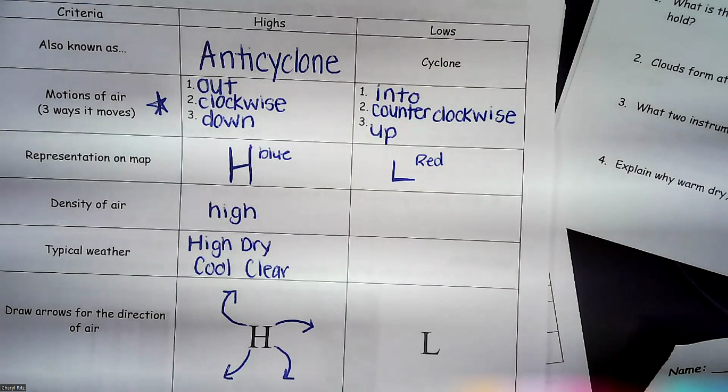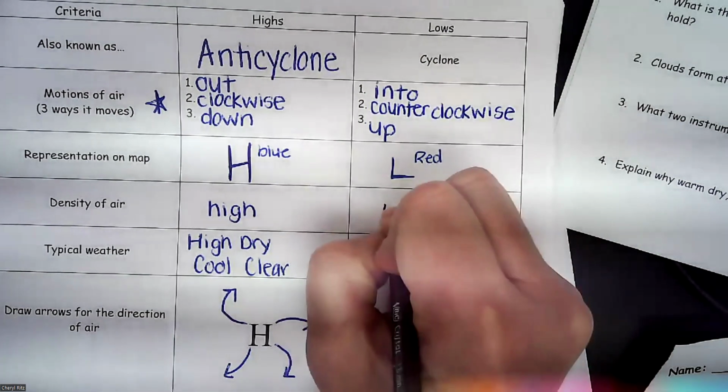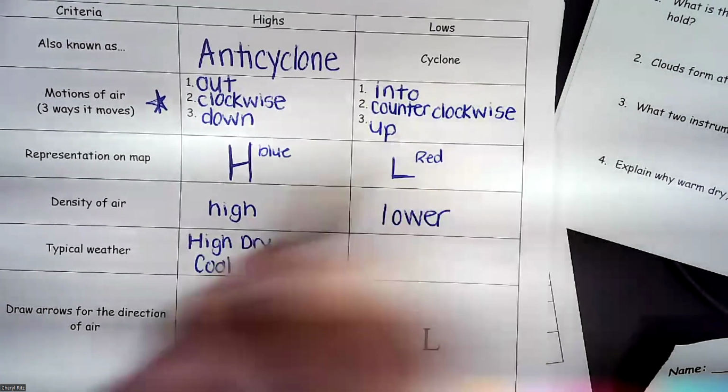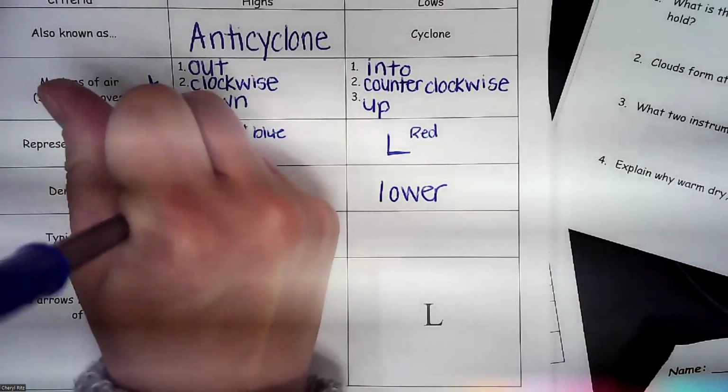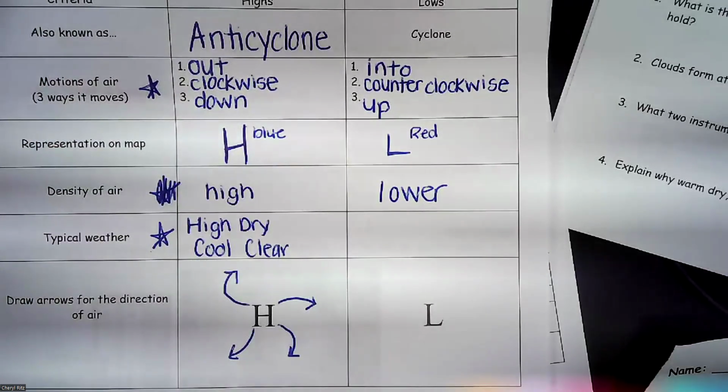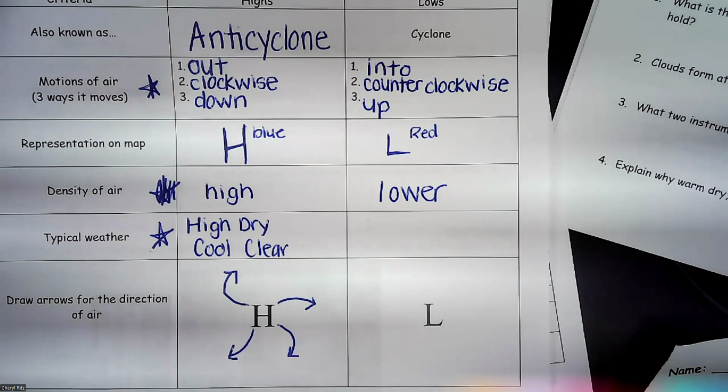Density of the air, since the air is moving up, what is the density? Lower. Now I forgot to put a star here. Typical weather, that is something you absolutely have to memorize for each one. So again, I just remember high: dry, cool, and clear. I know nothing about a low pressure. I do not memorize anything about a low pressure. I just memorize what the high pressure is and think the opposite.